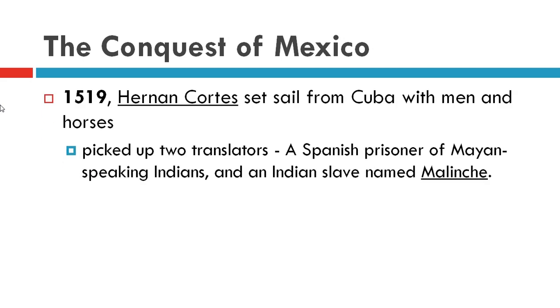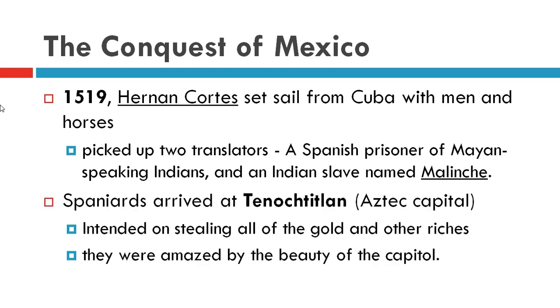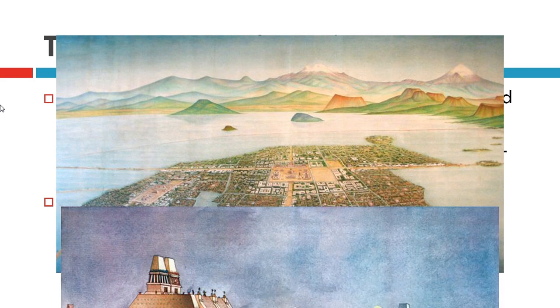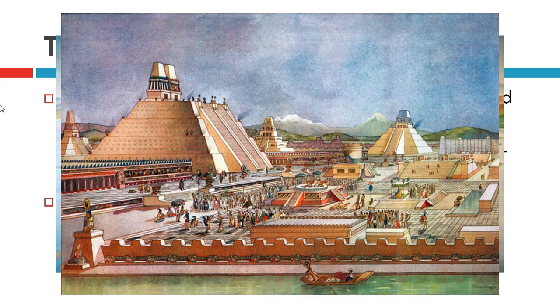Going back to 1519, Hernan Cortez set sail from Cuba with men and horses, and along the way he picked up two translators, which greatly helped him in his conquest of Mexico. The Spaniards had arrived at the Aztec capital, Tenochtitlan, and they were welcomed initially for a variety of reasons, but they intended to steal the gold and other riches and take control of this capital, which they were amazed by. It was far larger than anything else in the New World, and it rivaled European cities. Here's an artist's rendition of Tenochtitlan, and perhaps you have seen some of the images of the stepped pyramids and have an idea of what that civilization was like. It was incredibly large.